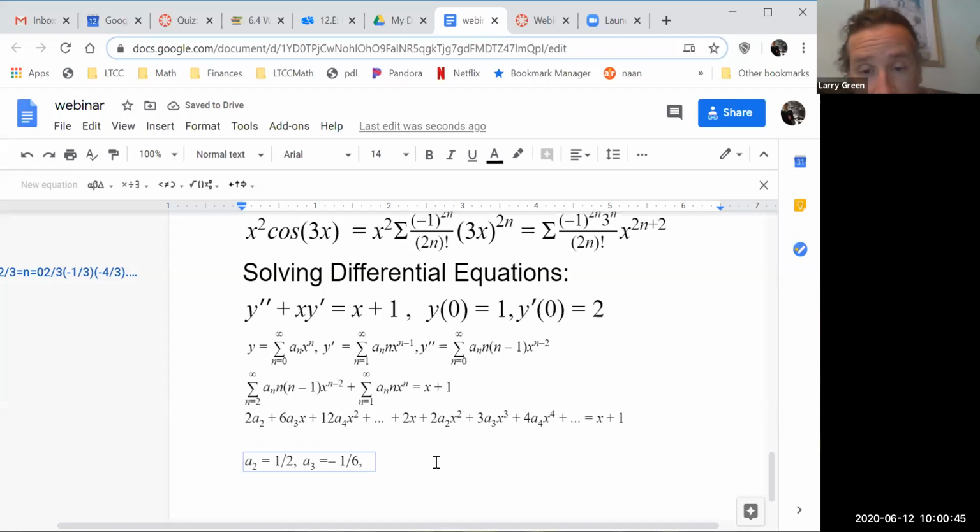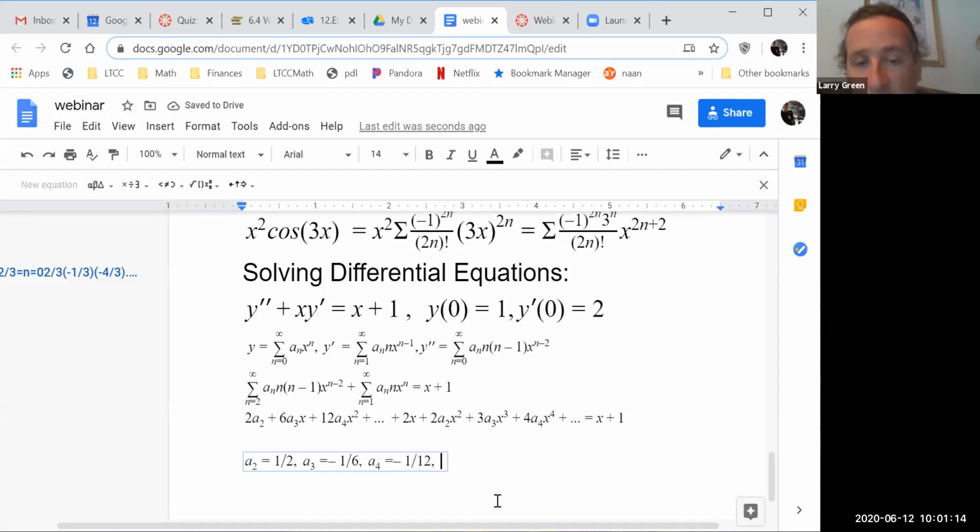I could do the same with a sub 4. And if you do a sub 4, you'll notice there's an x squared term, and we have 12a sub 4 plus 2 times 1/2 plus 1. So plus 1 equals 0. So a sub 4 equals negative 1/12. And I can keep going as long as I want.